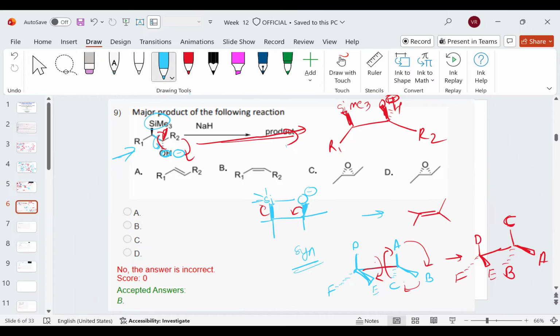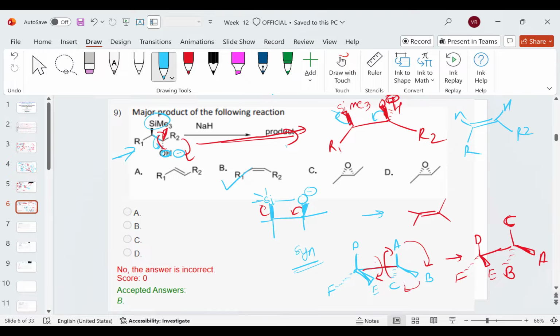And then if you try to do the elimination here now, this bond goes here, and this bond goes to silicon. So we get a double bond, this R2, this R1, and the remaining hydrogens will be as usual. So this is the product we get. So option B is the right option.